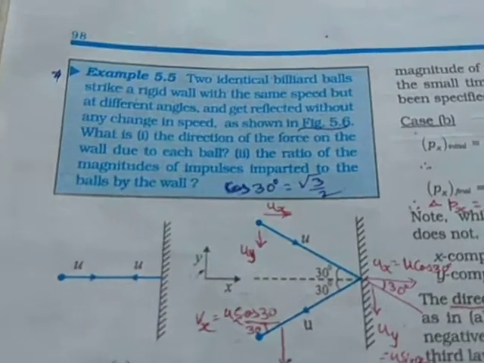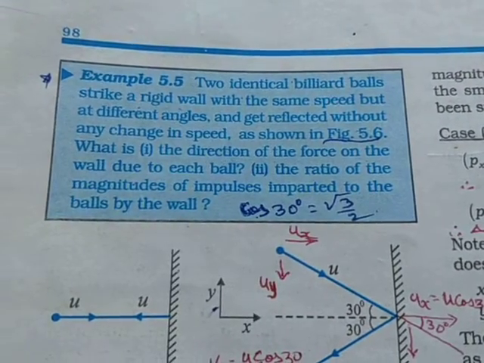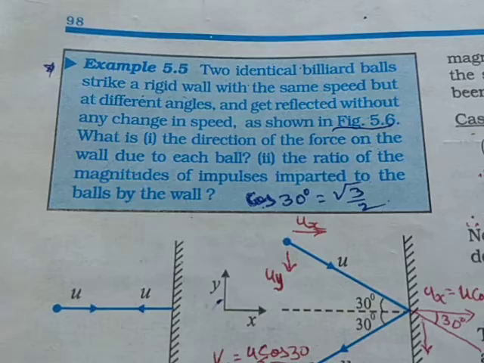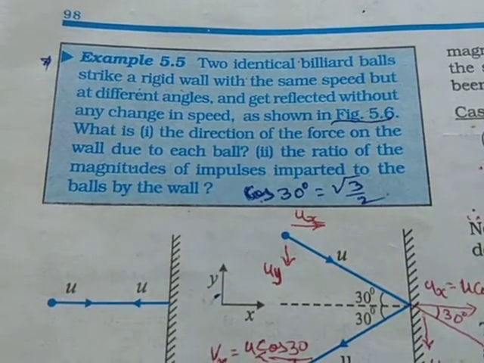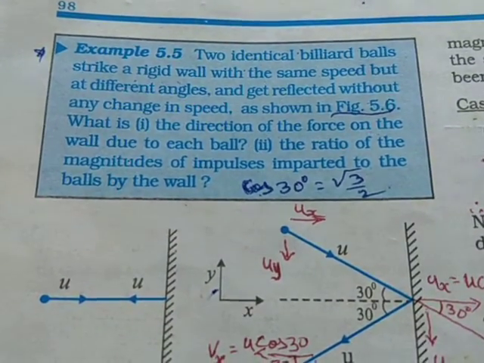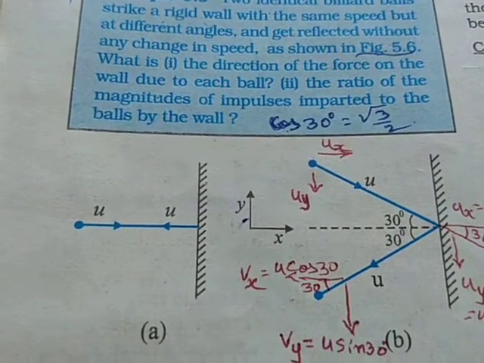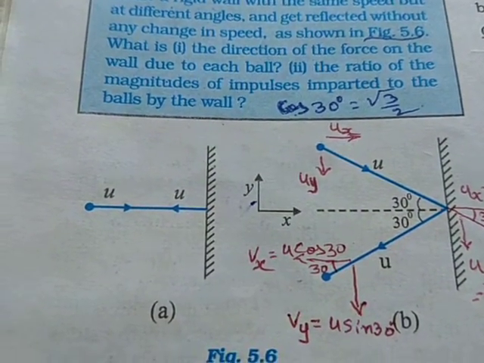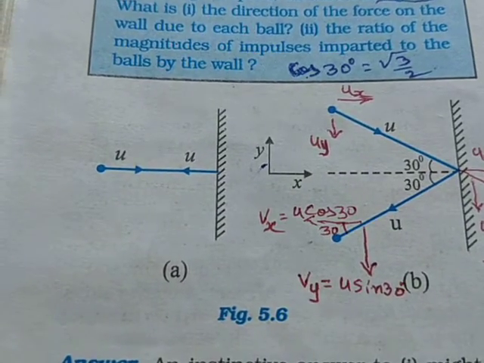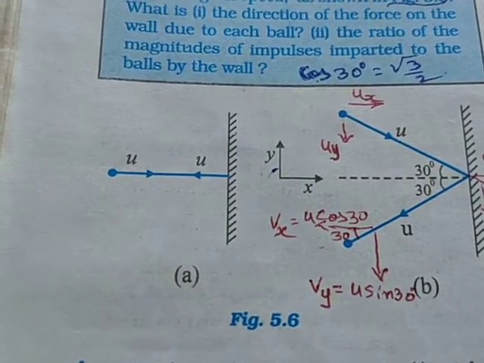Students of class 11, today we are going to discuss example 5.5. In this case, two identical billiard balls having the same mass strike a rigid wall. In the first case, it strikes along the normal direction to the wall, and after returning, its speed remains unchanged.